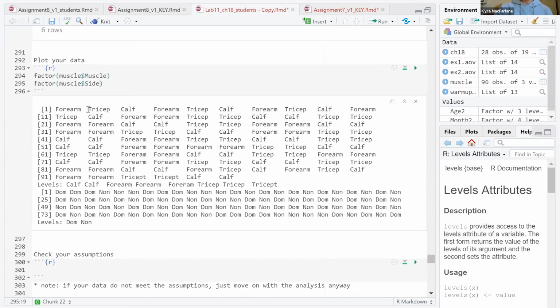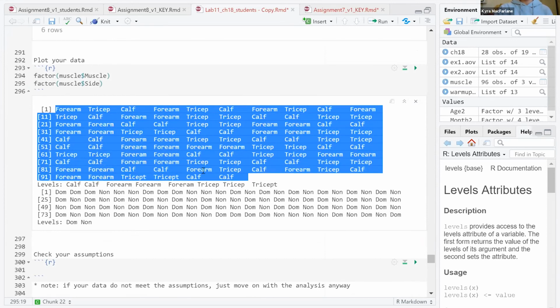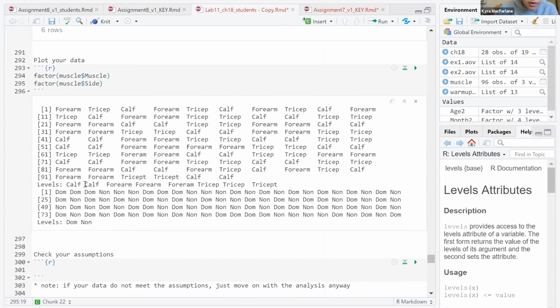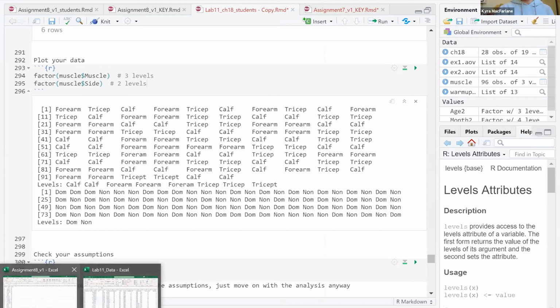So this is it just printing out everything from that column. But if we look at the bottom, oh, it looks like we have some typos, unfortunately, that I'm going to have to go through and fix for these. So I will fix that really quick. But we have calf, forearm, and tricep. So 3 levels for muscle, 2 levels for side. Let me fix the data really quick though.